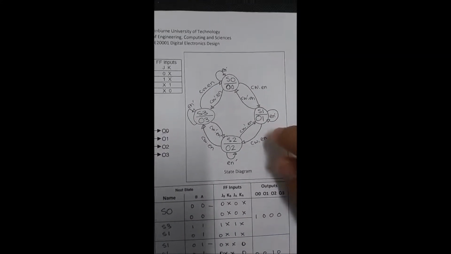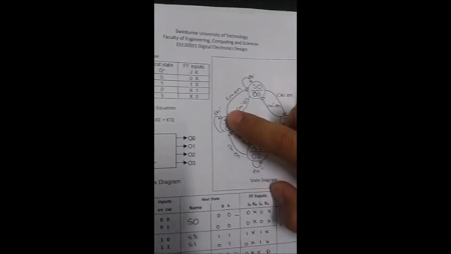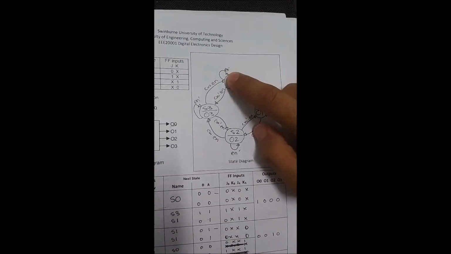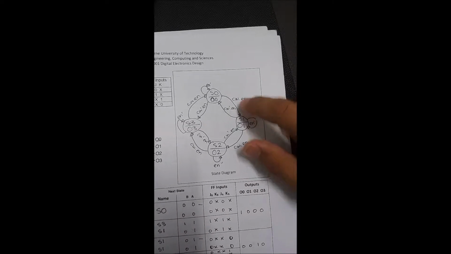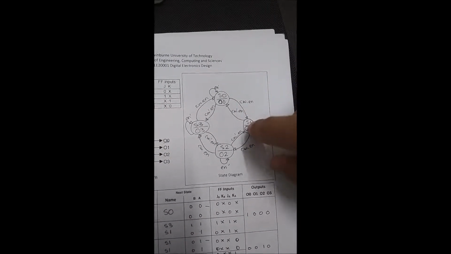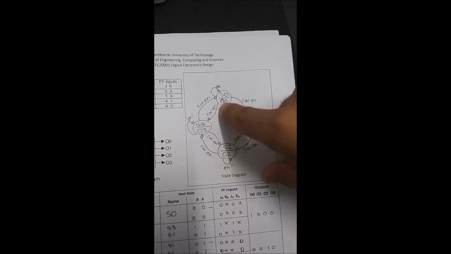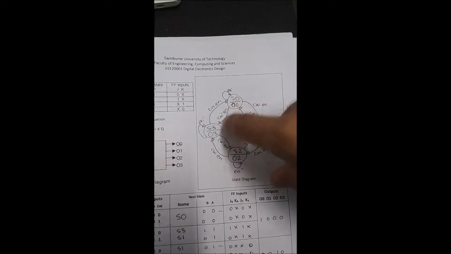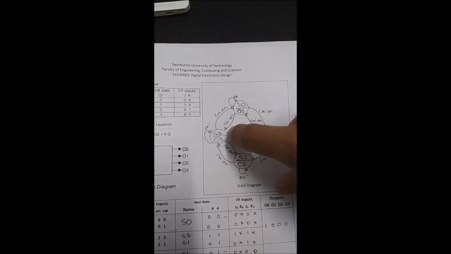Here's the Moore state diagram. We have 4 states basically: S0, S1, S2, and S3. When the enable input is 0, it keeps on looping in the same state, S0. When clockwise and enable inputs are both 1, it changes from S0 to S1 and goes clockwise. However, if clockwise is 0 and enable is 1, it goes anti-clockwise. As you can see here, it goes backwards.